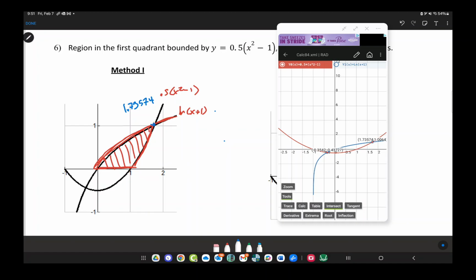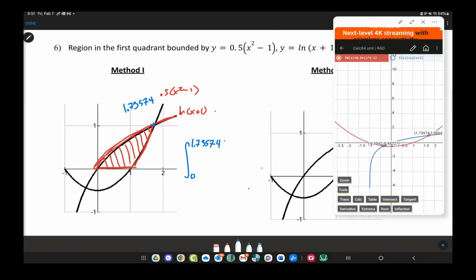Very good question. Let's see what happens if I have an integral from 0 to 1.73574. Now, just between the two curves, right? Yeah. Now don't write this down yet.